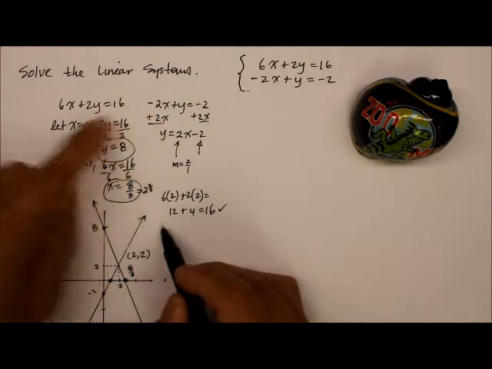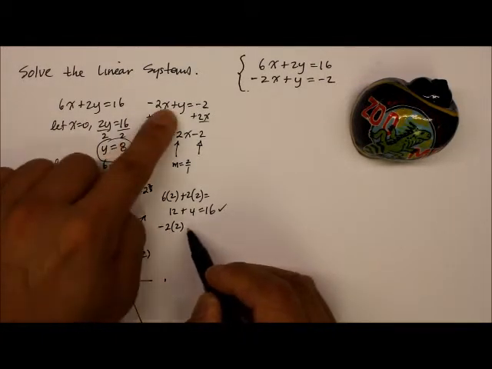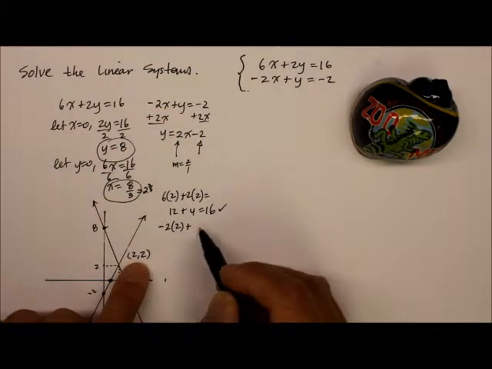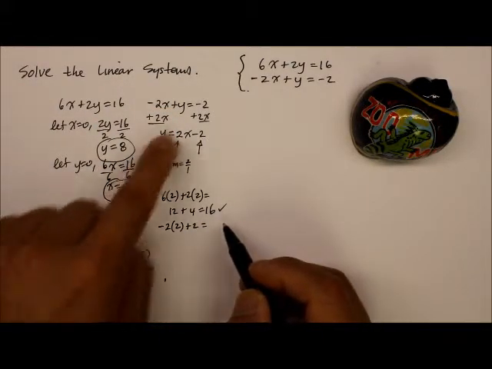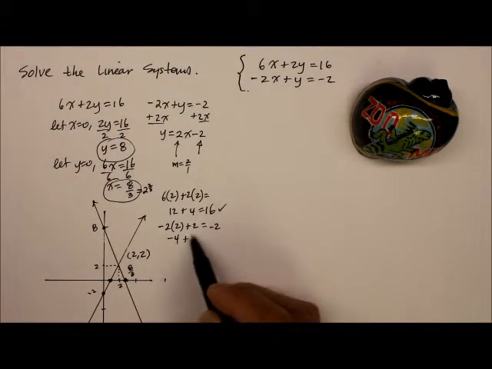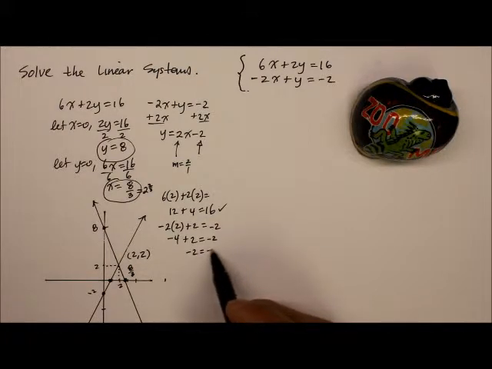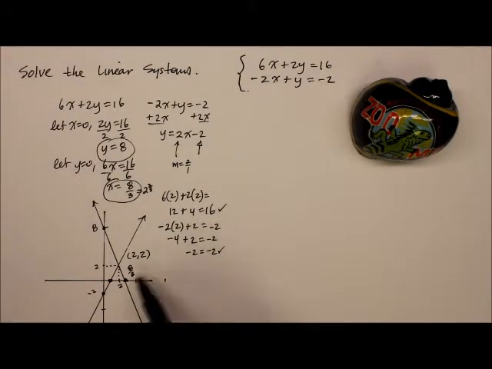And the second one, negative 2 times x, which we said was 2, plus y, which we said was 2. That better add up to be negative 2. Negative 2 times 2 is negative 4, plus 2. Does that equal negative 2? It sure does. So our estimate was correct.